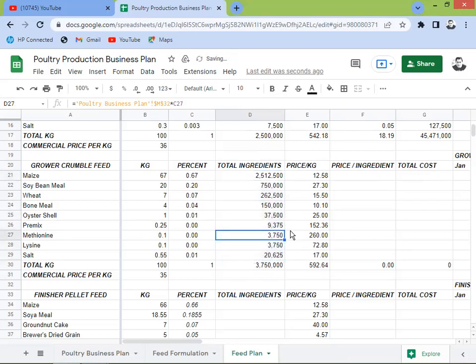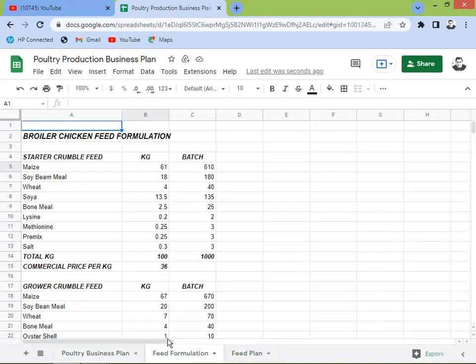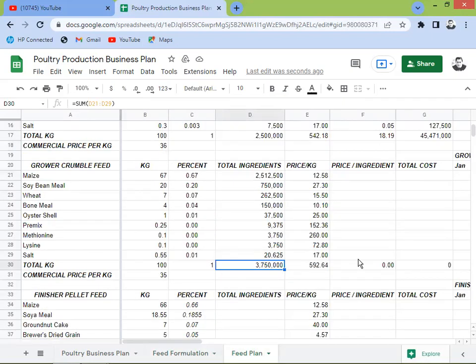We have the right 3,750,000. Let me check whether it's 3,750,000 kilograms of requirement of the ingredients, total ingredients based on the formulation that we have earlier.